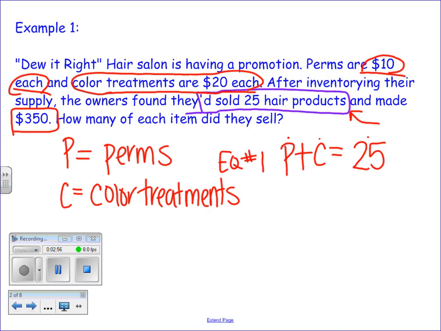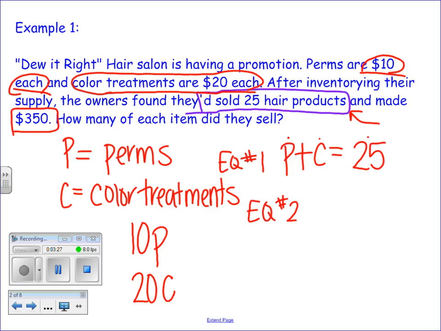Now I need a second equation to complete my system. That one's going to have to do with the money. Well, how much are perms? $10. So for every perm we do, that's going to cost $10. We also know that the color treatments are $20 each. So does it make sense that I would want to say 20 for every color treatment C?